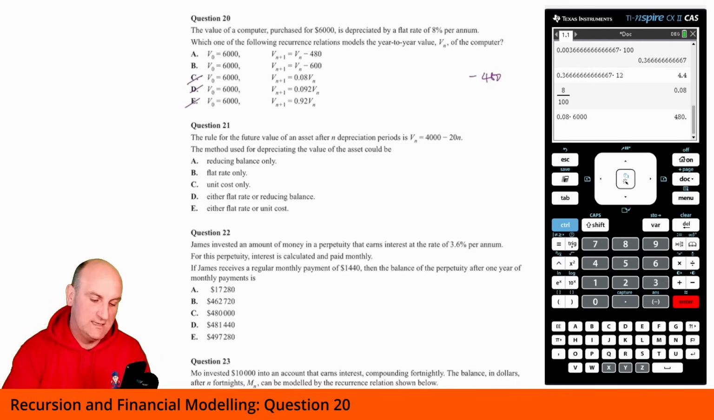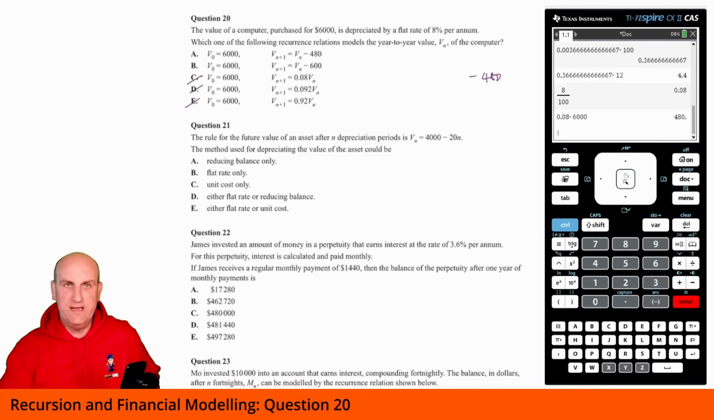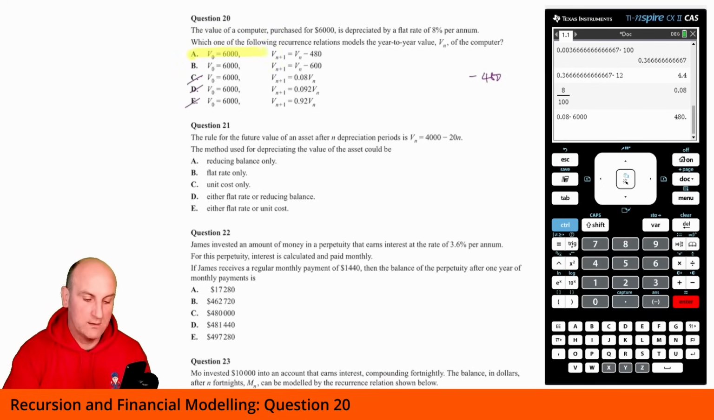at these and it can't be C, D, or E. The reason being is that is not linear. They would actually be geometric. So, and this is linear because it's flat rate. All right, so basically, I'm just looking for the one with V of n minus 480. So as far as I would be concerned, A there would be my correct answer.